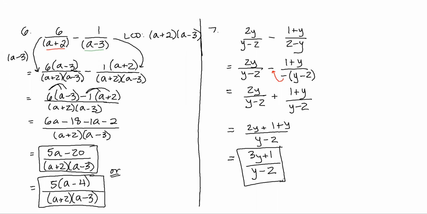All right. Let's go ahead and just try one more of these. What number are we on? We're on number 8. 4y over y squared minus 1 minus 5 over y squared plus 2y plus 1.